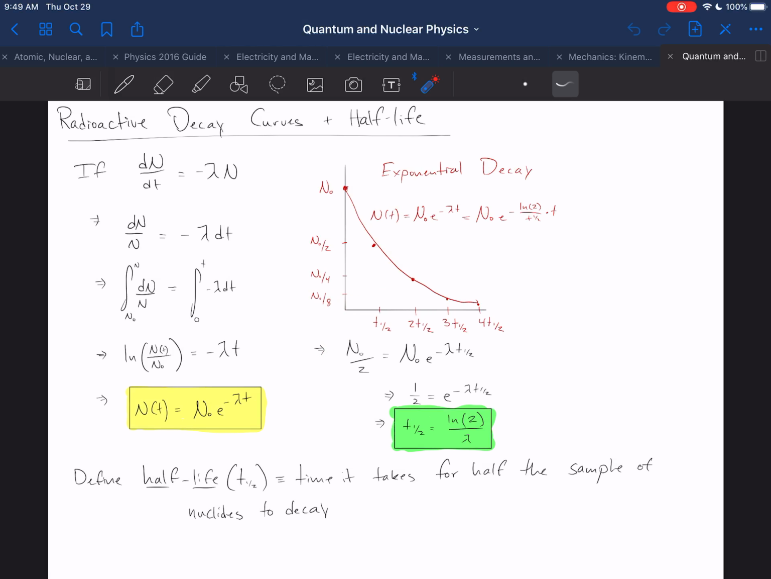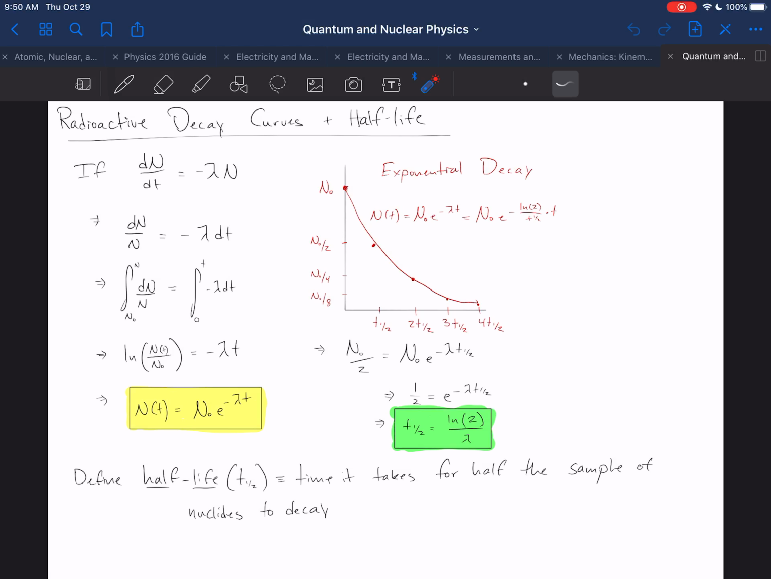So, without further ado, if I start with this particular equation and I do something which bothers the mathematicians, you can ask them why, but I multiply by dt on both sides, and I divide by N on both sides. That gives me all of my N values on the left-hand side and all of my dt values on the right-hand side. You can think of this as the time side and this as the number of nuclei side. And then what I'm going to do with this differential equation is integrate both sides.